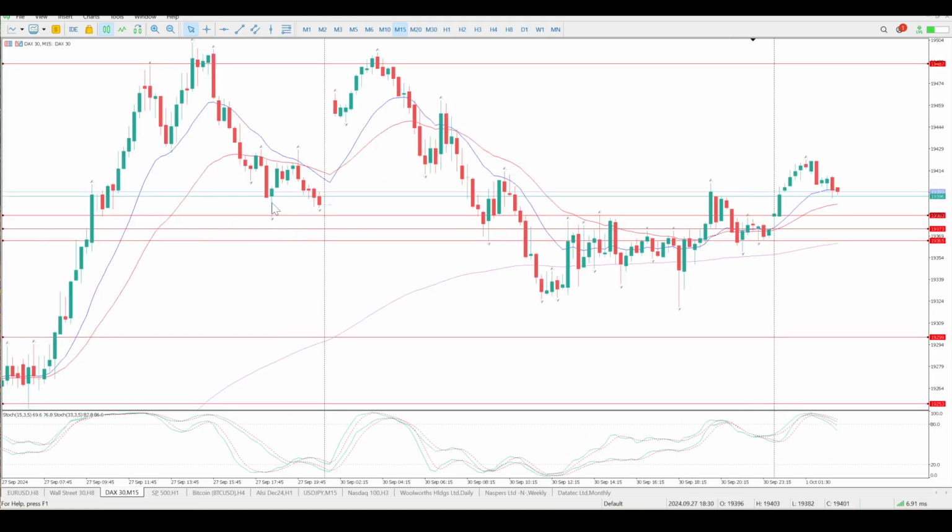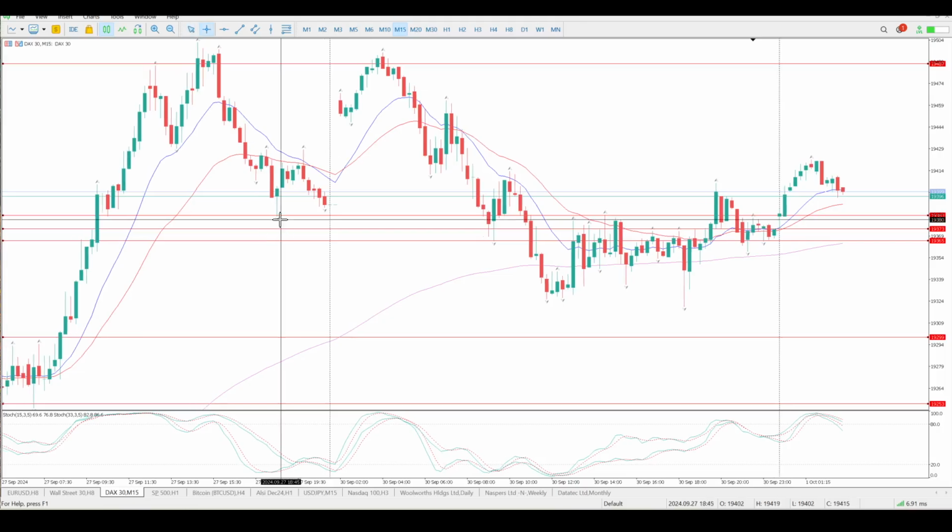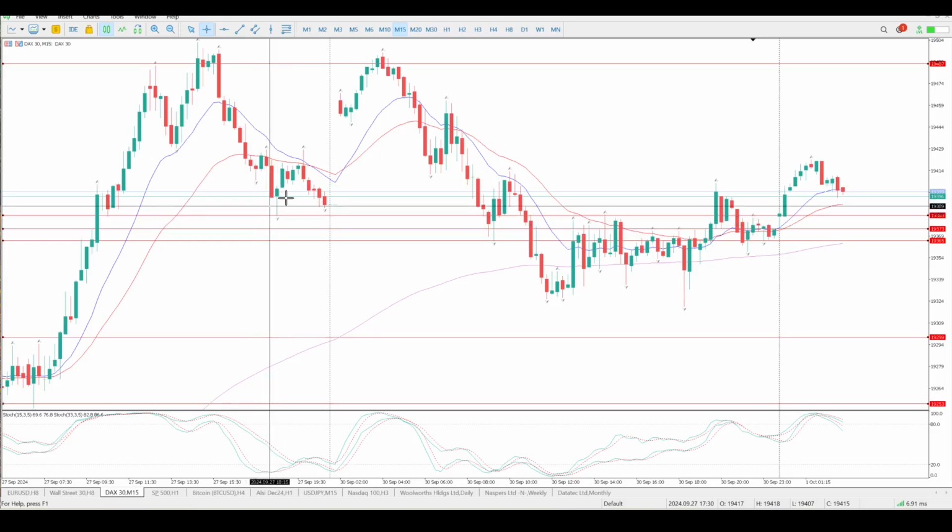Pretty much like this pin bar that you see here. Do that. See that pin bar on the level. That's what you're looking for.